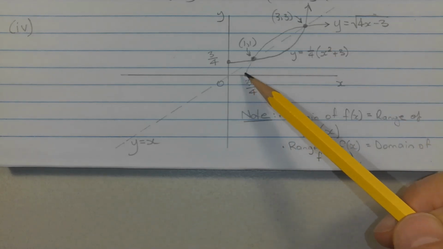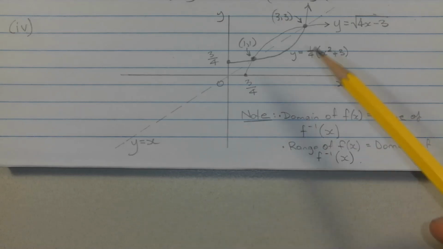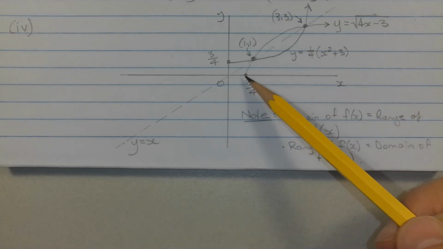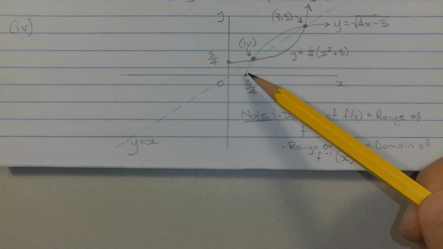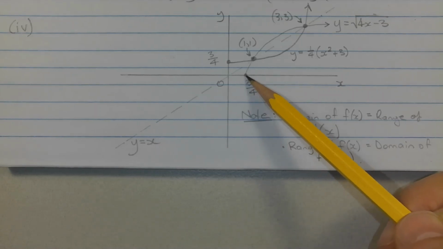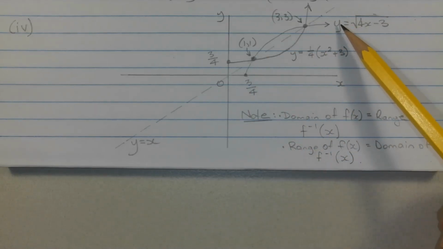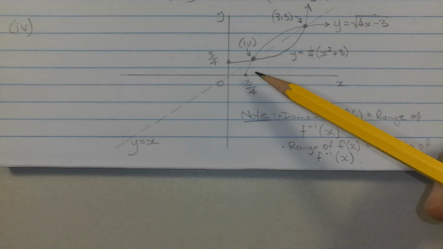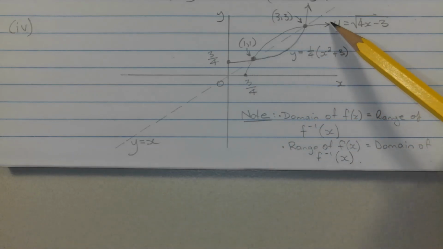Also note the domain that we found in Part 1 for y equals f of x is x greater than or equal to 3 over 4, and the graph starts with an x-intercept of 3 over 4, and the range of y equals f of x is y is greater than or equal to 0. And the shape of the graph is like this.